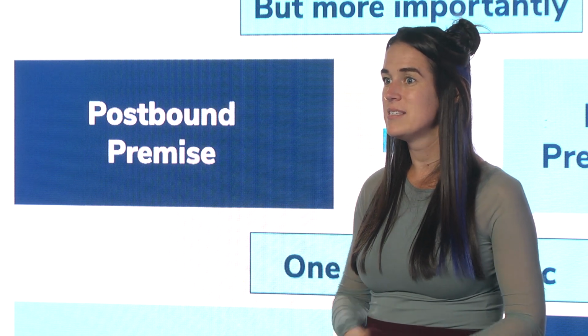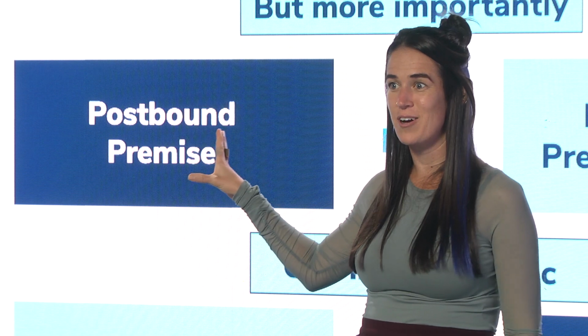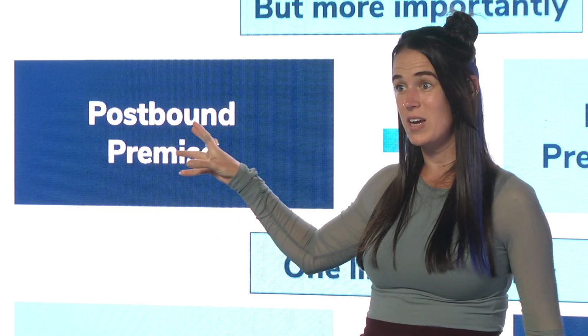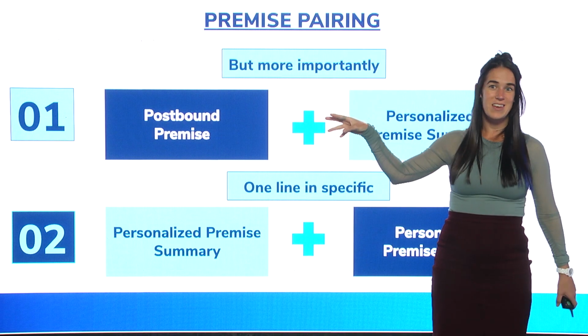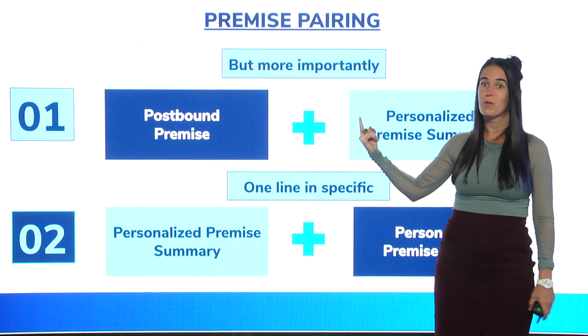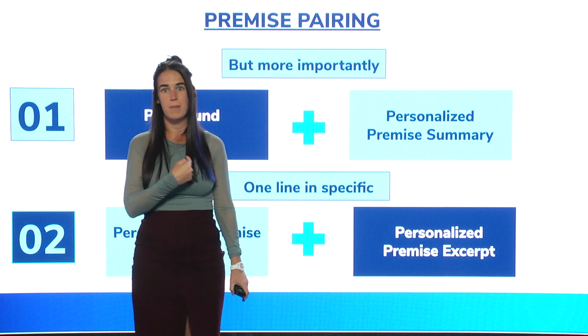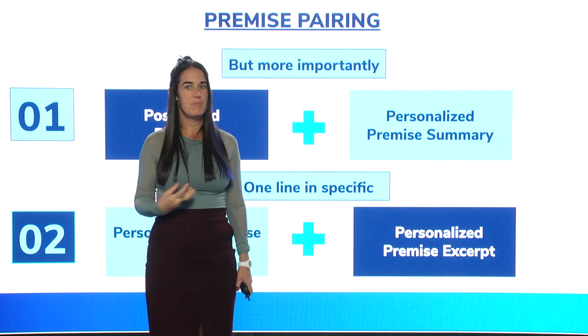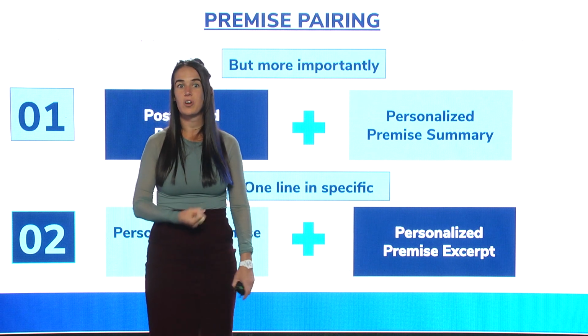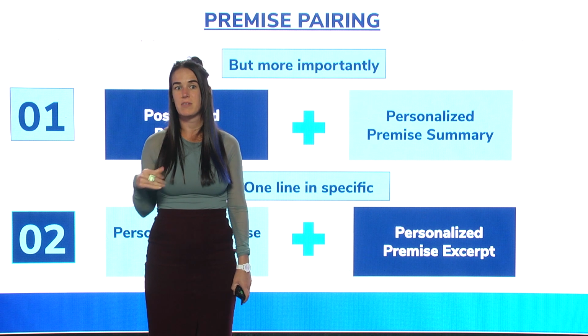But the key here is that instead of making the content the hero, instead of making the webinar the hero, instead of making the event the hero, you transition with "but more importantly," and then you talk all about them in terms of a personalized premise summary. So you want to mention something like, "Saw that you wrote this article on LinkedIn about scaling teams effectively."